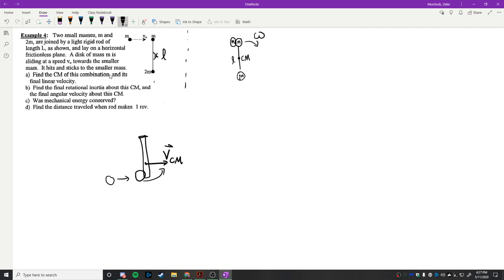Would you guys agree? That's simple, right? 2m and 2m, the center of mass is right there. But that center of mass is going to have some velocity, and that's what we call the velocity of the center of mass. This is one of the things we have to calculate, okay?